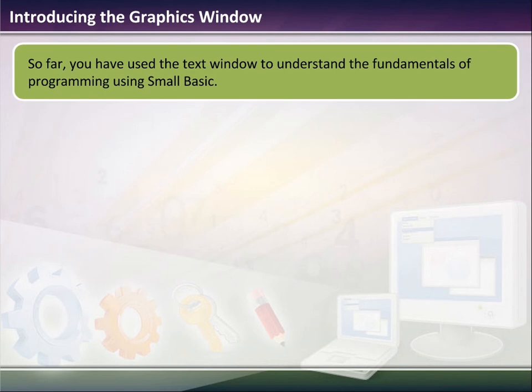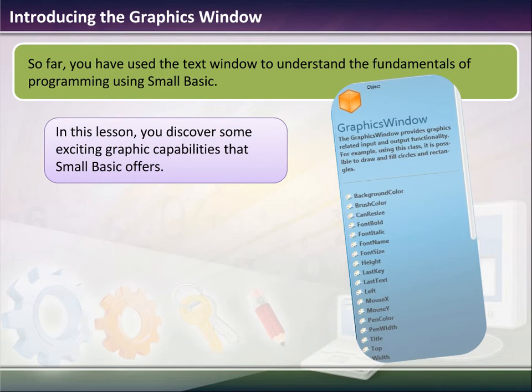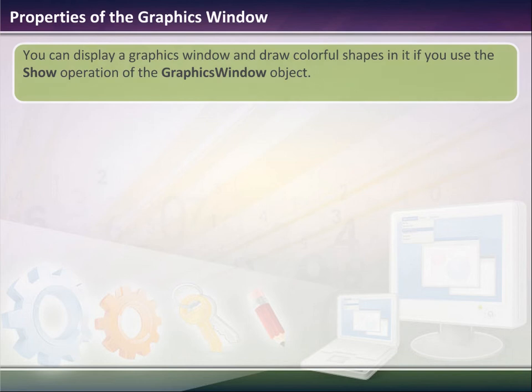So far we've used the text window to understand the fundamentals of programming using Small Basic. In this lesson we will discover exciting graphic capabilities that Small Basic offers. You start with a graphics window that you can display by using the graphics window object. Some of the properties of the graphics window allow you to display colorful shapes and stuff that you want to use. And if you do that, you can display a graphics window and draw colorful shapes in it if you use the show operation of the graphics window object.